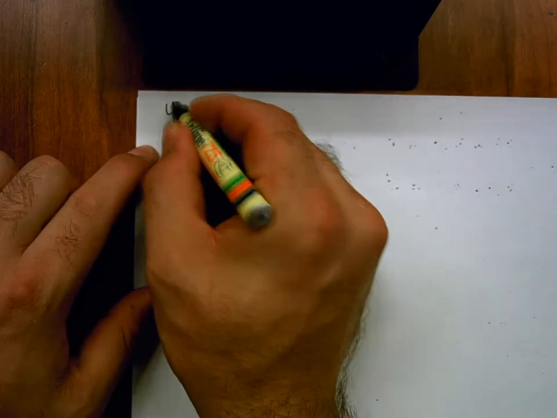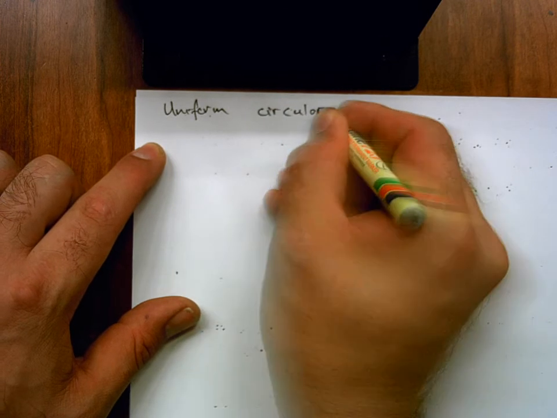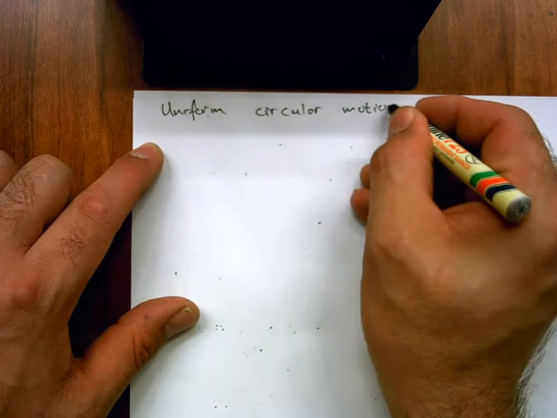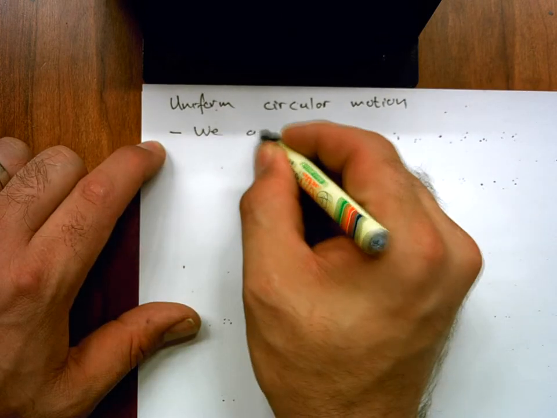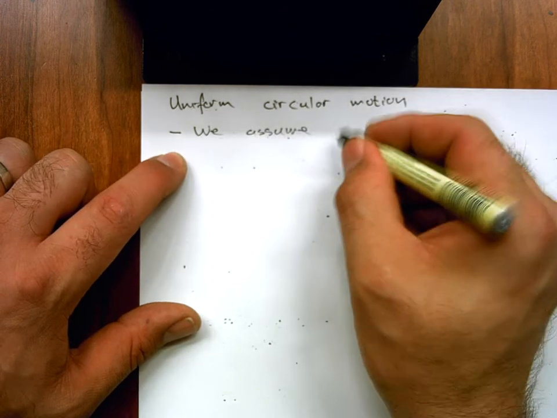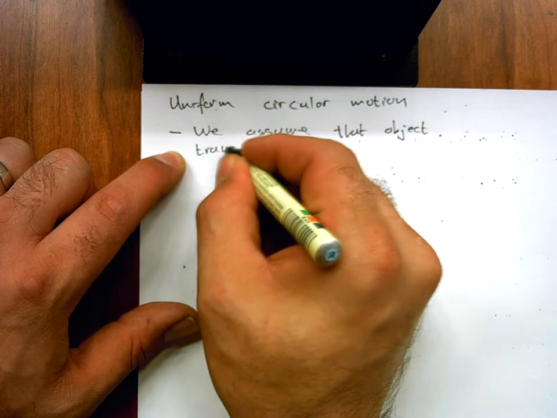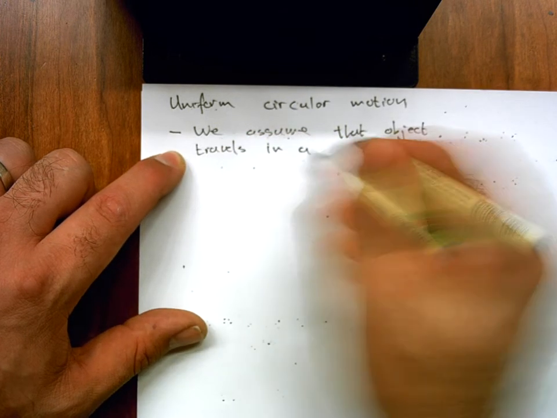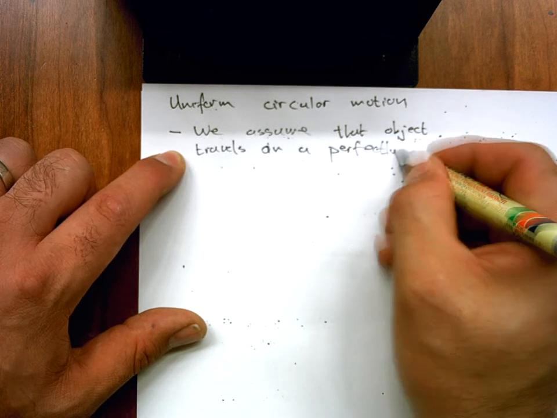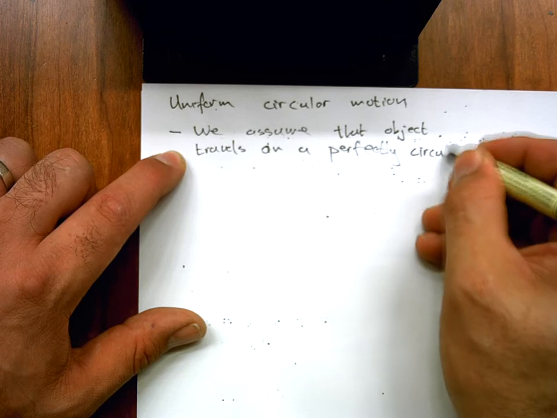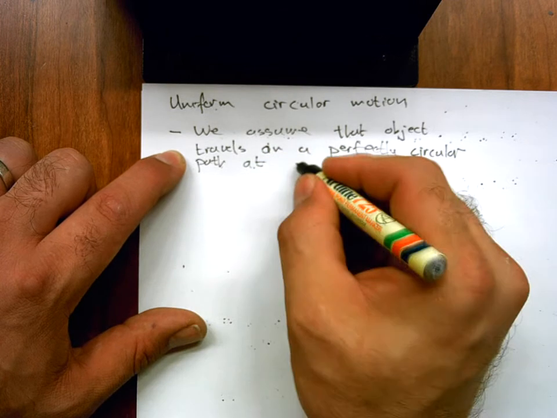is called uniform circular motion. And basically what this means is we assume that an object travels in a perfect circular path, or on a perfect circular path, at a constant speed.